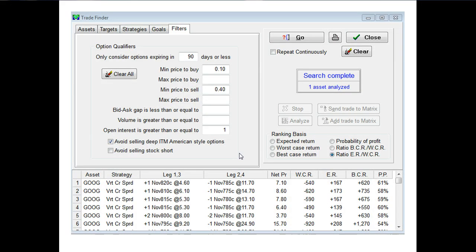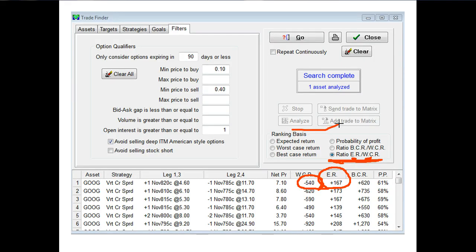Here's what I like to do. I like to come here to the way that we rank this as ratio of expected to worst case. So here we rank by expected is at 167. That's a little bit lower, of course, than the 263, but look at this. The worst case return out of all 5 time frames, out of all the 11 possible outcomes for each time frame, the worst case return altogether was minus 540.